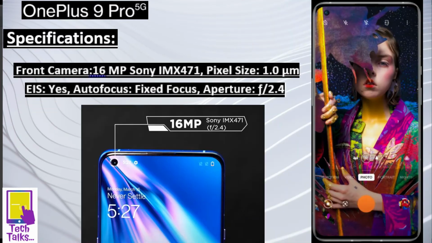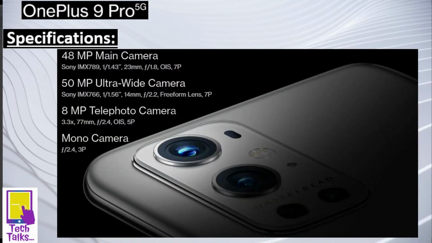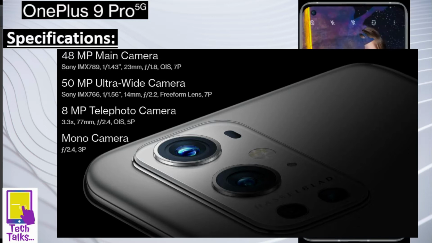Now let's talk about the camera. So its front camera is 16 megapixel, which is a Sony IMX471 sensor with an aperture of 2.4. And now the back camera, it comes with a four camera setup at the backside, and it has done a partnership with Hasselblad.